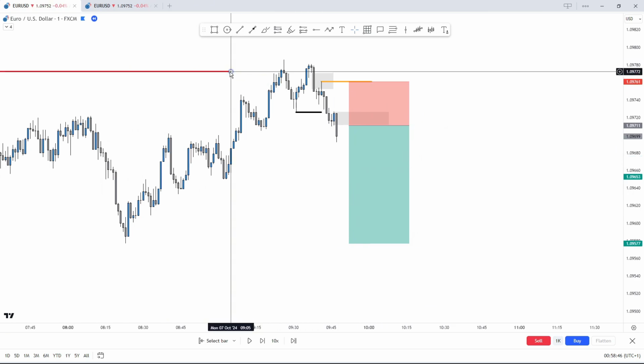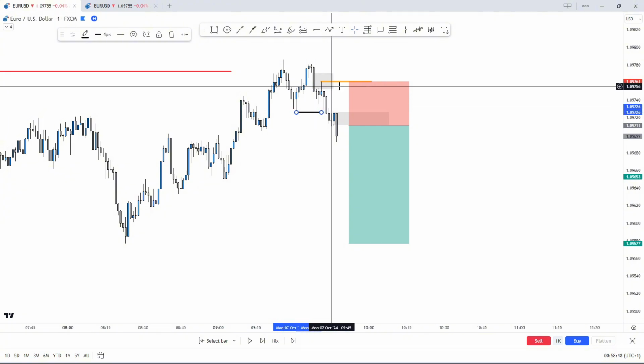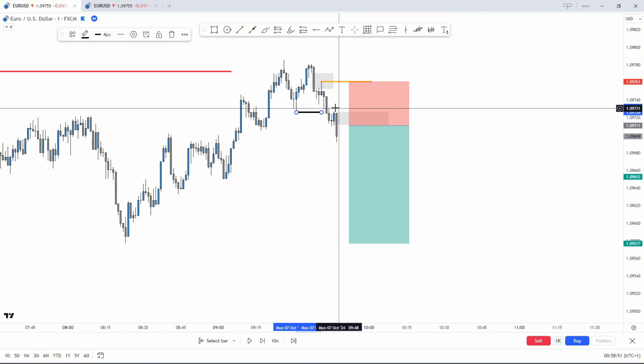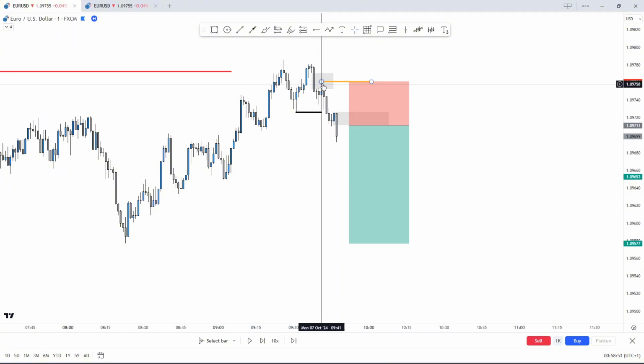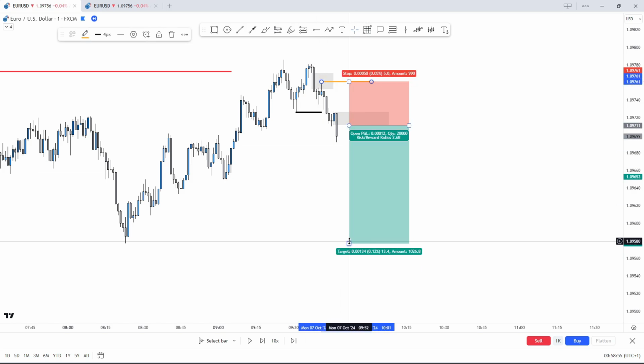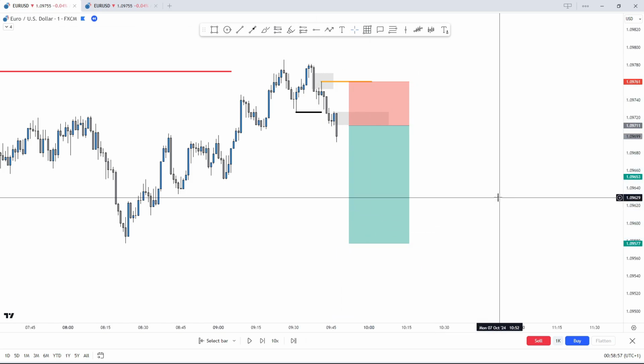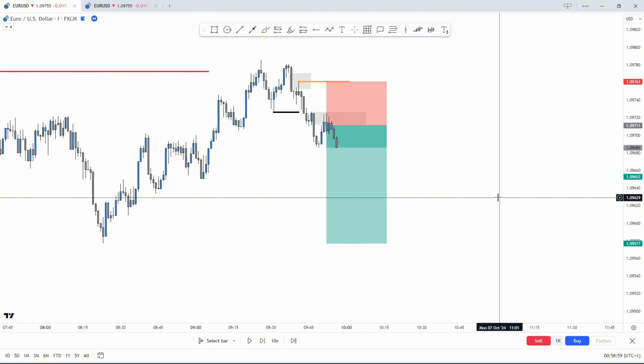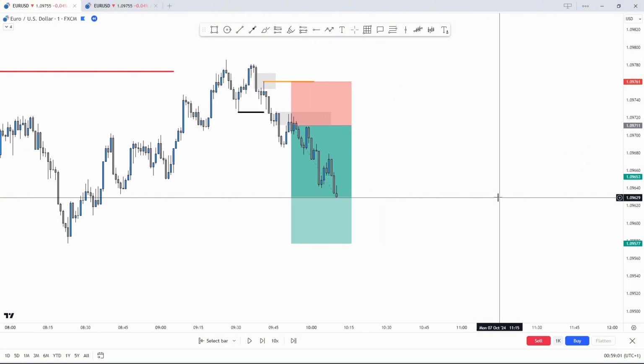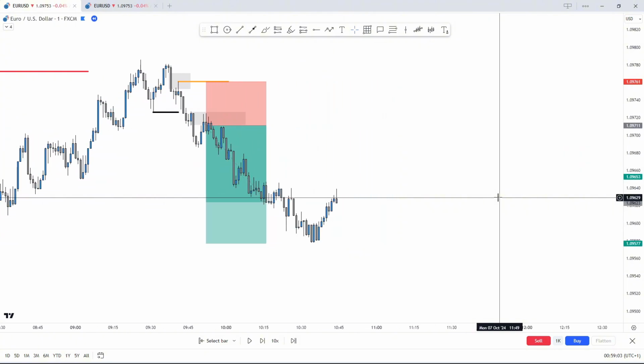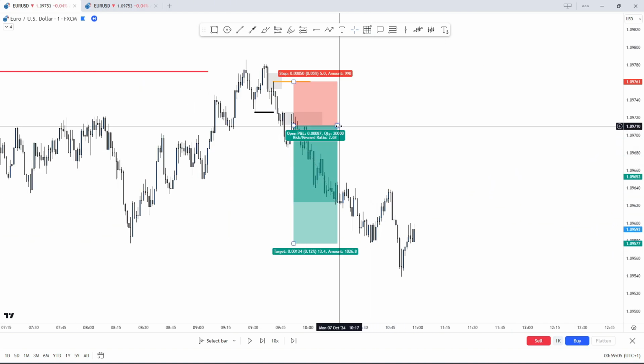So again, sweep, shift in structure, understand what we have, entry from a supply zone, point of invalidation goes here, TP goes at this low. Let's see how price plays out. And just like that, we hit TP.